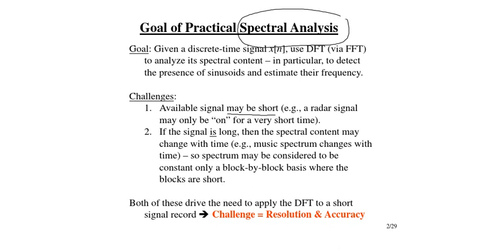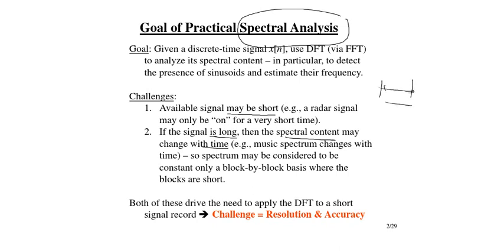Or a signal could be long, but your spectral content is changing in time. For example, you are recording music. The spectral content will change for the music, because music is played at different pitches. So the spectrum content will significantly change over time. So the time in which the spectrum content remains constant or stationary is very short in this case also, even when the signal is long.